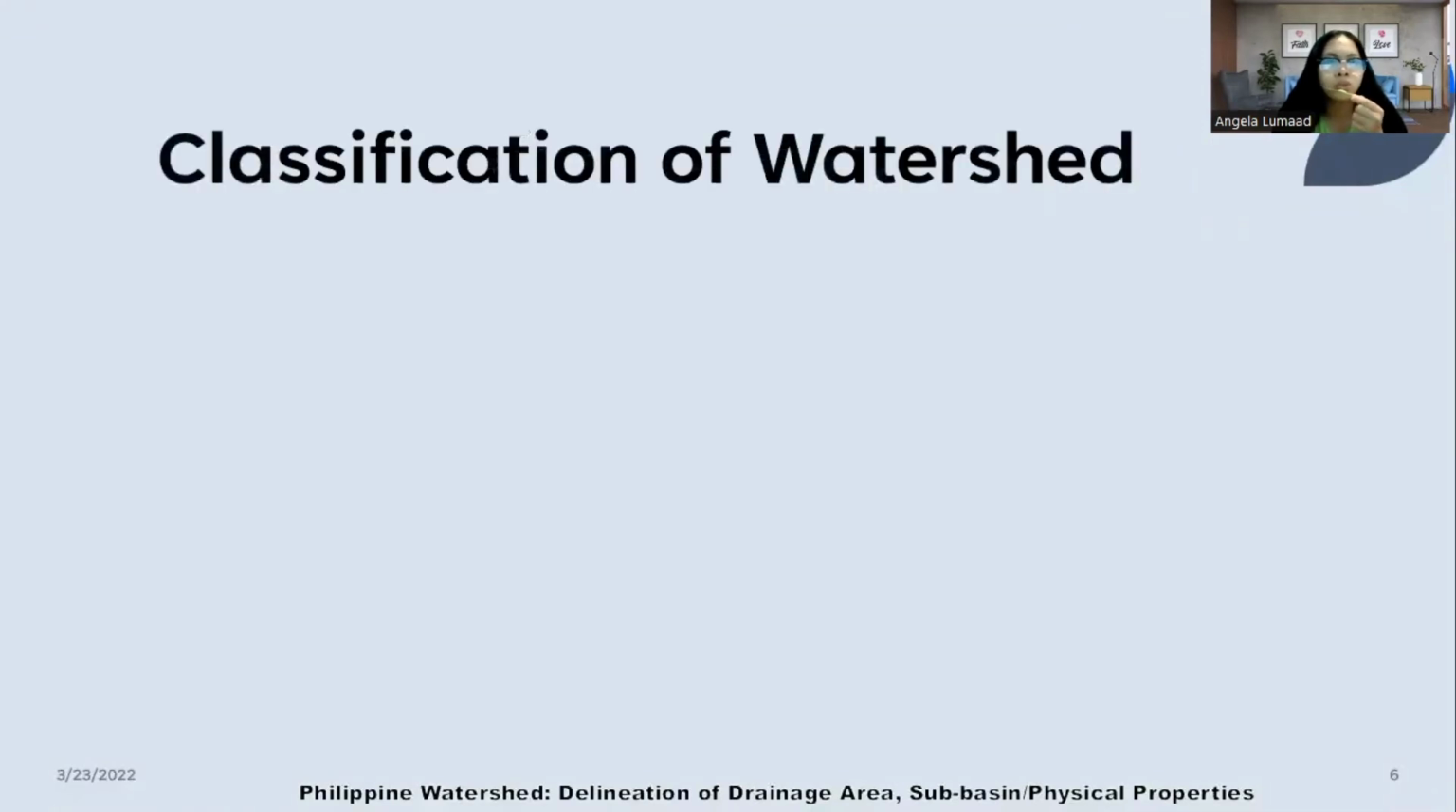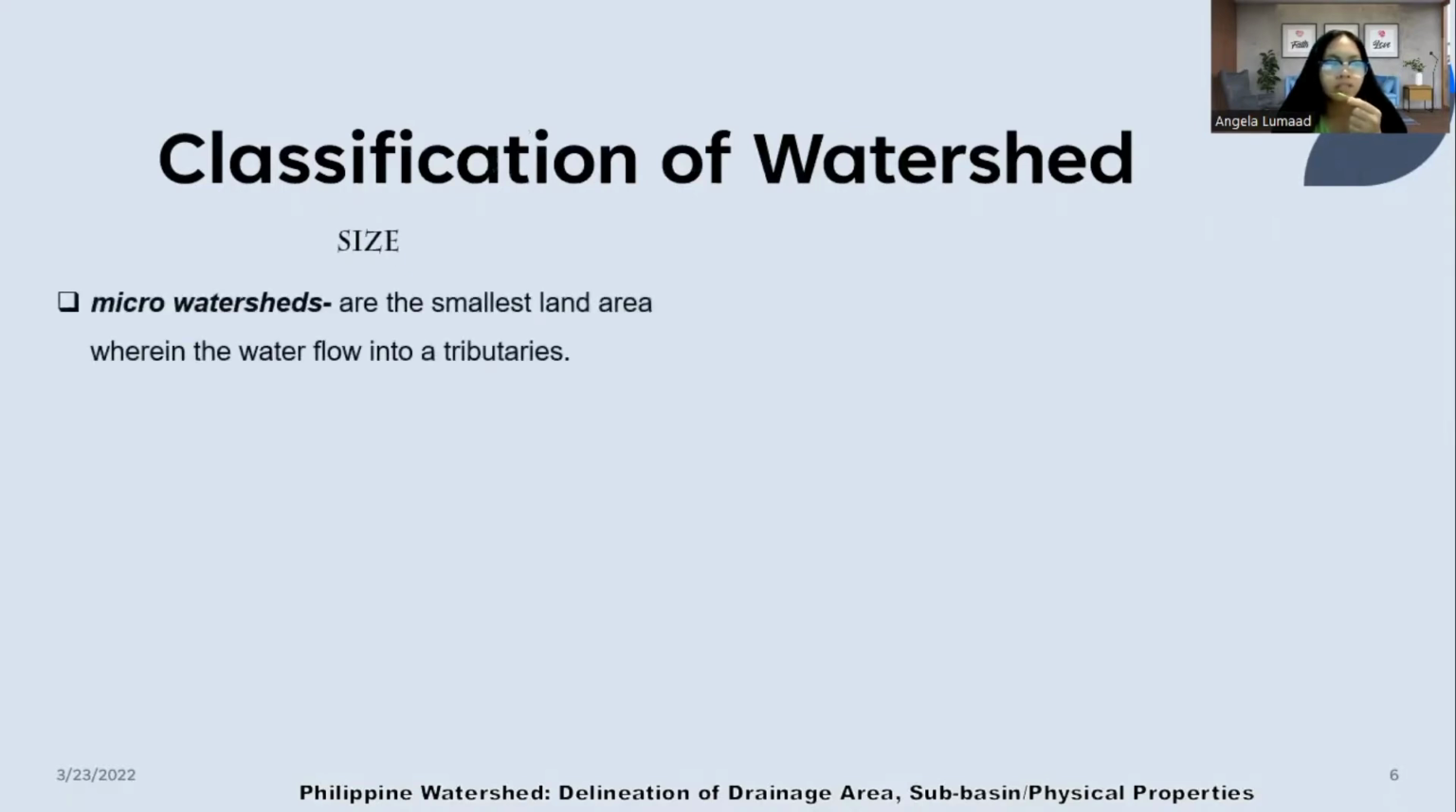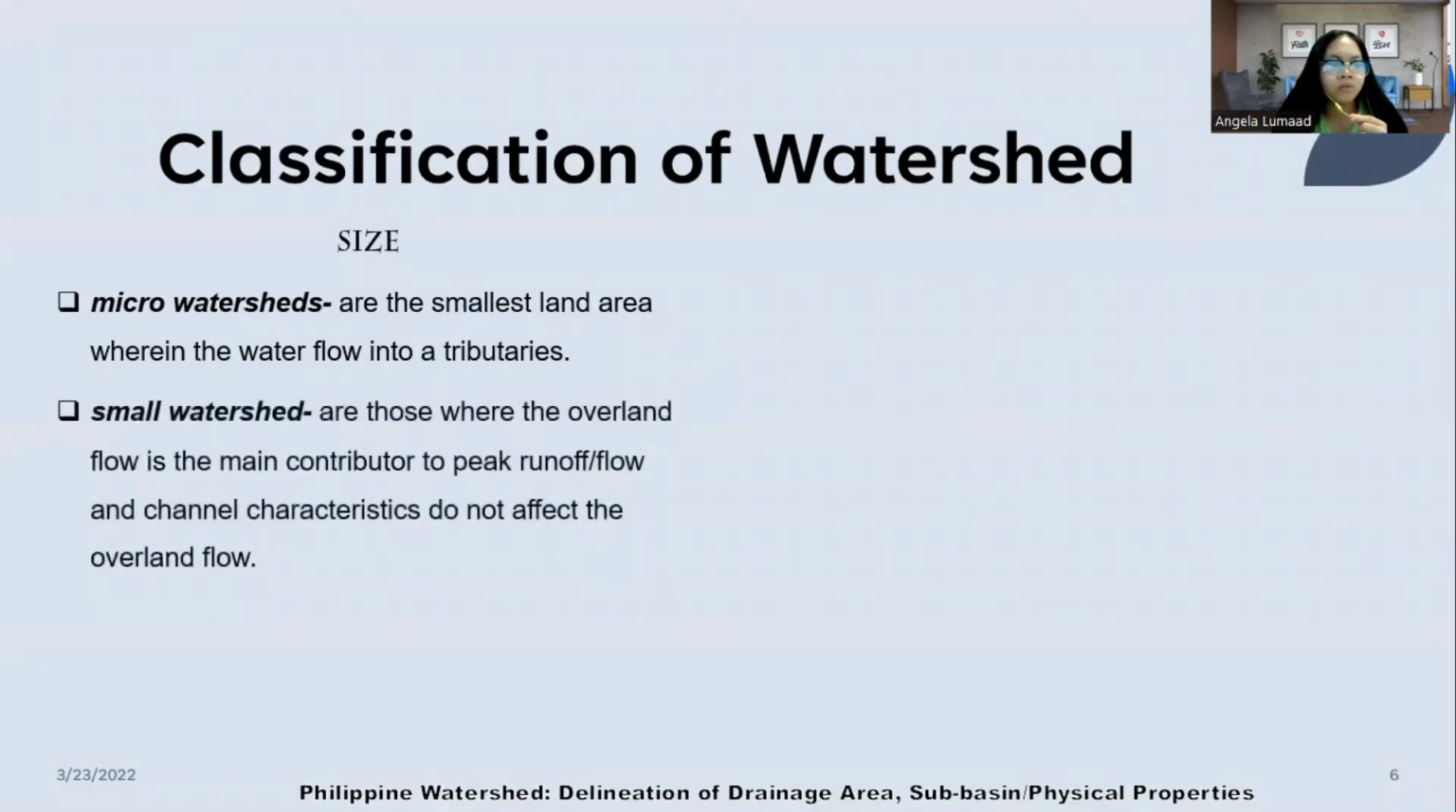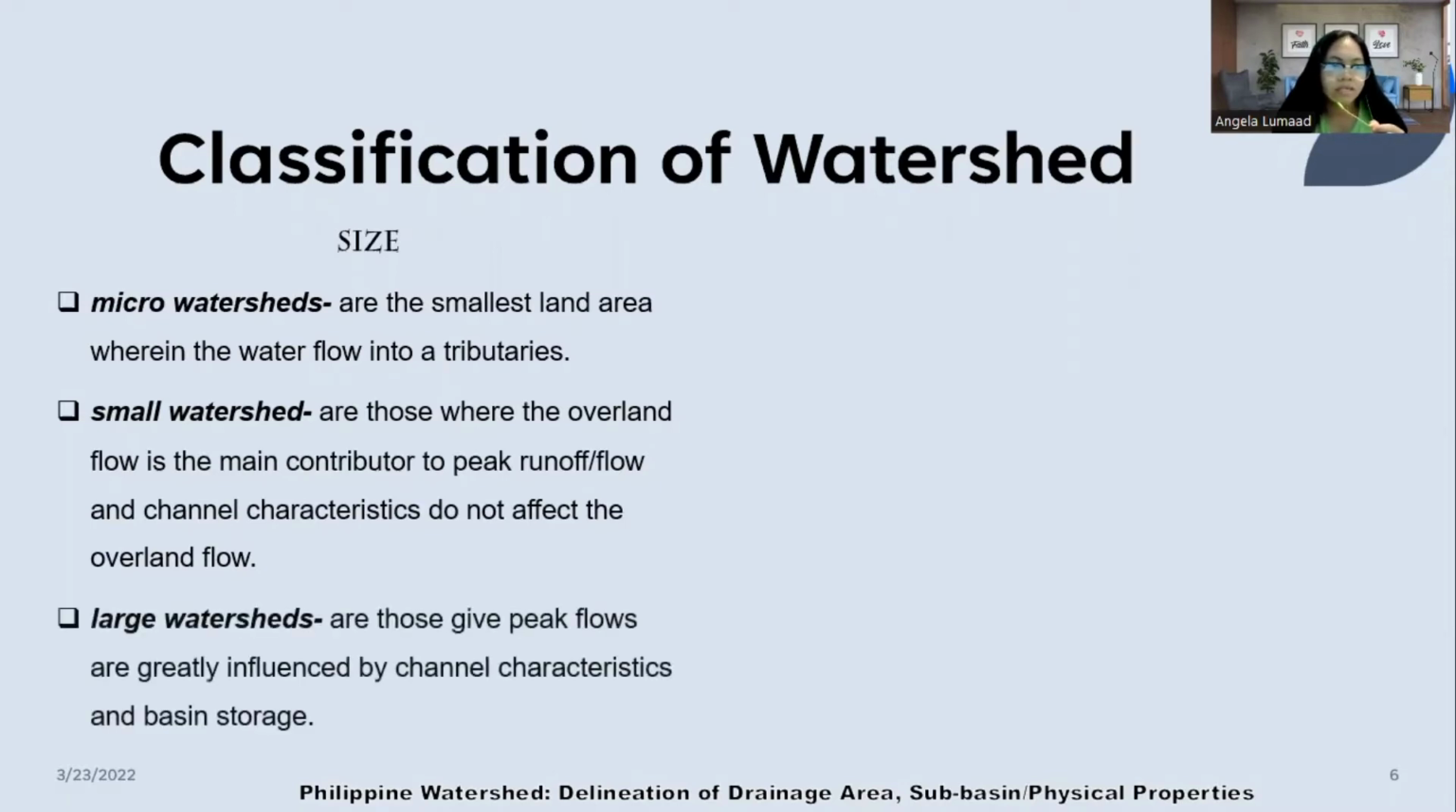Watersheds are classified into two. First is the size. Micro watersheds are the smallest land areas wherein the water flows into tributaries. A tributary is a small river or stream. Small watersheds are those where the overland flow is the main contributor to peak runoff or flow, and channel characteristics do not affect the overland flow. Large watersheds, while those give peak flows, are greatly influenced by channel characteristics and basin storage.